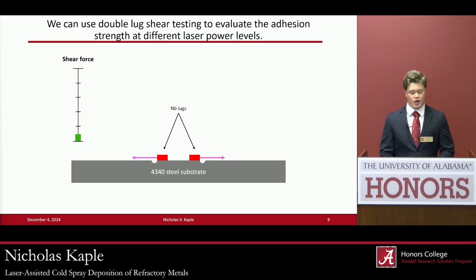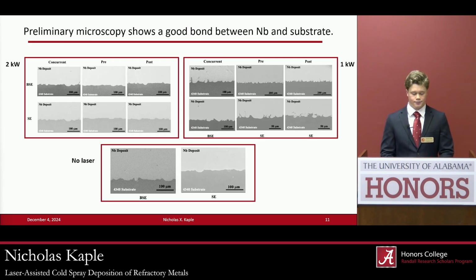And so this is the lug shear process where you then basically apply force to those lugs. And at a certain point, we're going to hit such force that this niobium lug is going to pop off. It's going to become not adhered. And that force correlates directly to the adhesion strength of the niobium lug.